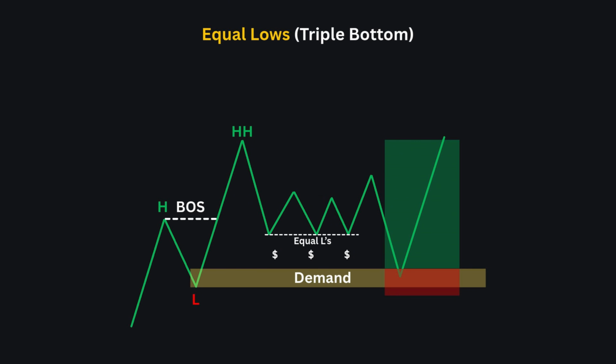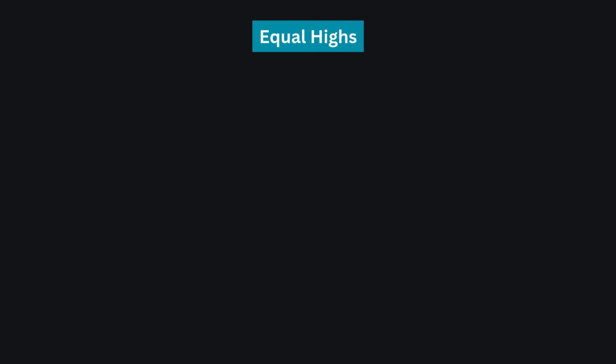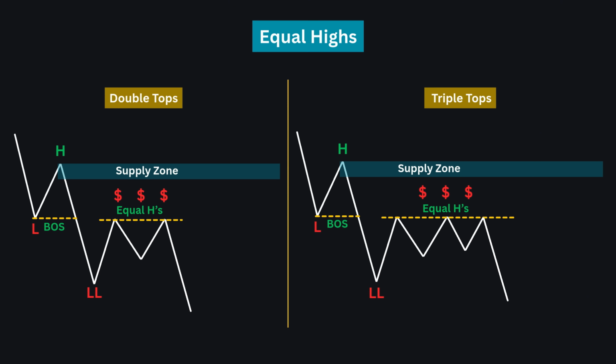Now let's move to equal highs. Two types of equal highs patterns form in the market, double top and triple top. In double top pattern, we can clearly see that the market is in a downtrend. And after market created this break of structure to the downside, the price retraced back up and created this double top pattern. And a lot of liquidity gathered above this double top, consisting of the stop losses of retail traders who've executed their short positions on this double top pattern.